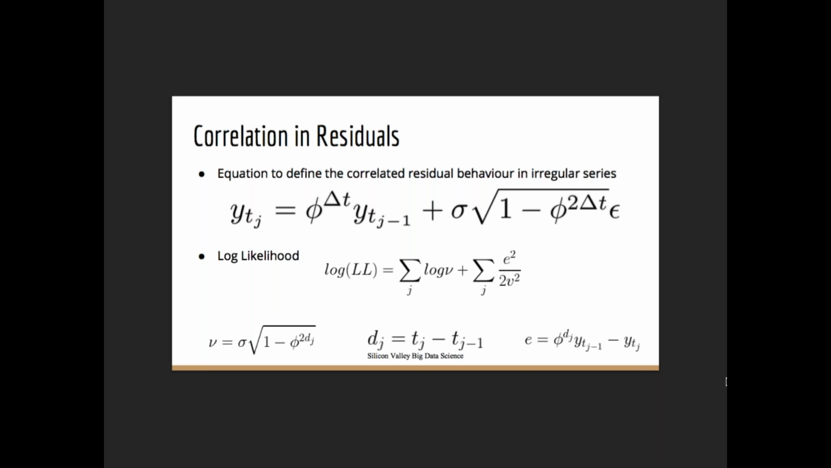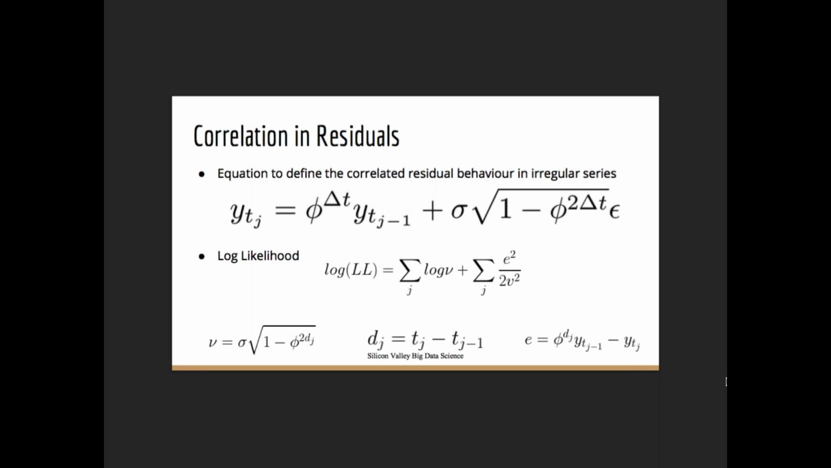But as you can see, this is a very complex equation. This is the residual at time tj, and it is related to the residual at time tj minus 1. You're trying to quantify this behavior with two numbers, phi and sigma. Sigma is basically the noise of your residuals, and phi is the autocorrelation coefficient for your residuals. If you want to solve this, you need to take the log likelihood. So this is the log likelihood of an AR1 equation.